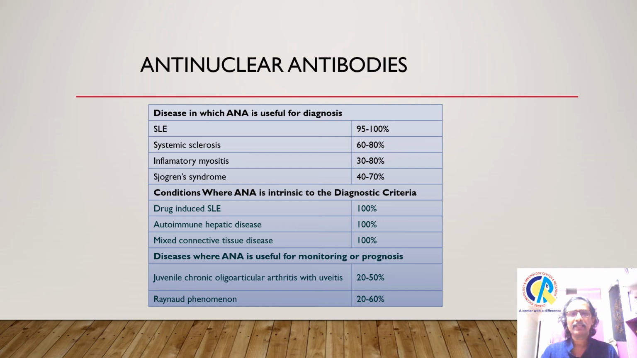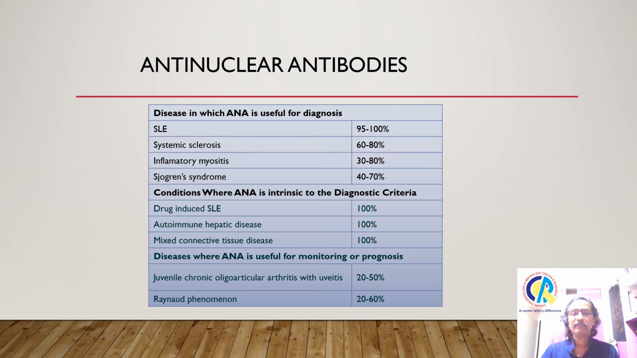So there are several conditions where we can see anti-nuclear antibodies. The ANA positivity is useful in concluding the diagnosis of SLE, systemic sclerosis, inflammatory myositis, and Sjogren's syndrome. Look at the percentage of positivity in these connective tissue diseases. Lupus, it's around 95 to 100. As you move down, the number of conditions where it could be positive comes down. So what it means is Sjogren's syndrome can be ANA negative. Lupus can rarely be ANA negative.